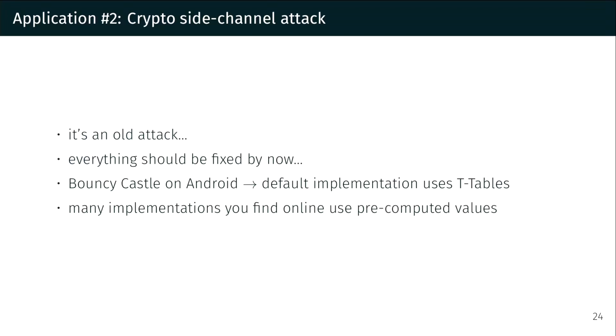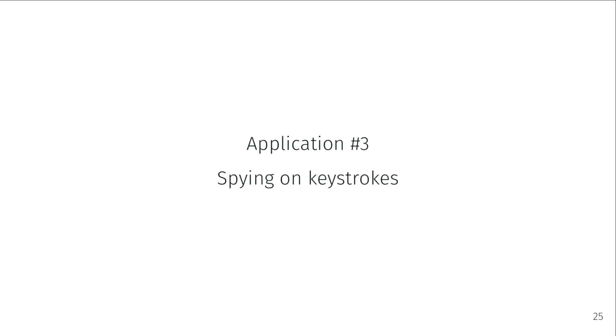attacks. The last application we wanted to show you is how we can spy on keystrokes. For that, we will use Flush+Reload because it's a really fine-grained attack. We can see very precisely which cache line has been accessed. And a cache line is only 64 bytes, so it's really not a lot. And we're going to use that to spy on keystrokes. And we even have a small demo for you.